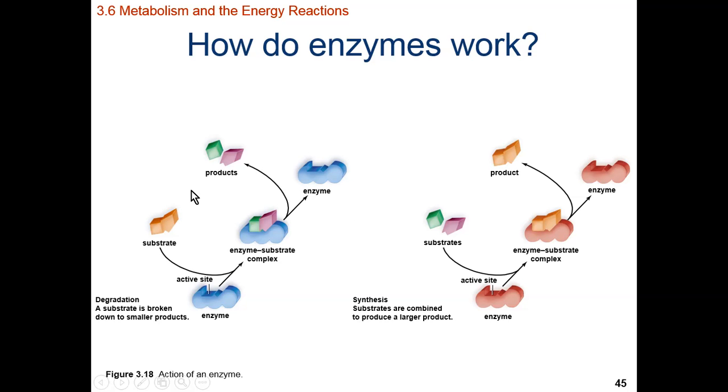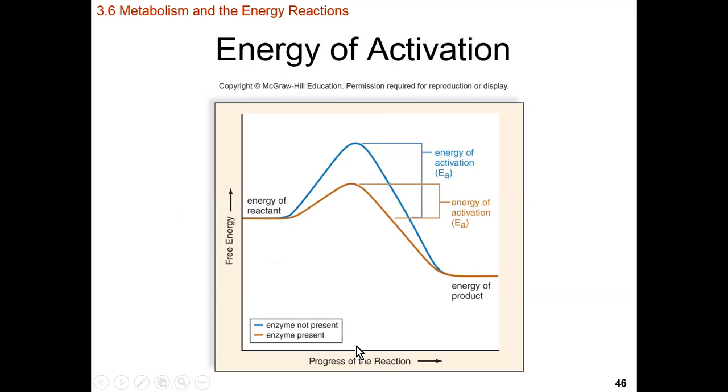Sometimes enzymes can break down molecules, so we can start with a big molecule, a big substrate, and end with smaller products. Sometimes we start with small substrates and end with bigger products. So we can have a breakdown reaction or a synthesis reaction. These can also be referred to as catabolism or catabolic reactions and anabolic reactions, to use some more technical jargon.